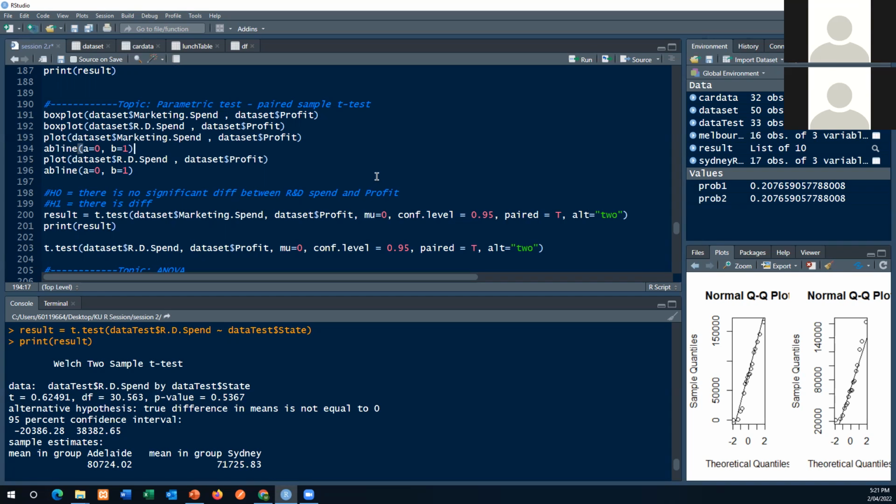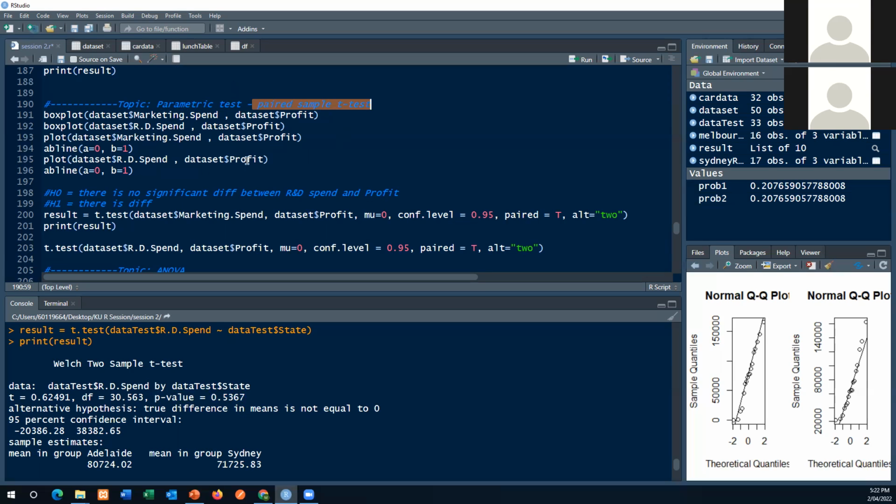If that scenario is there, in this case we have some marketing spend and we are expecting some profit. Generally speaking, marketing spend should be correlated with the profit, right? But how significantly that is actually driving it, you want to test. So that is the paired sample t-test. The purpose of the paired sample t-test is that you have paired data, which is related data, and we are checking it.